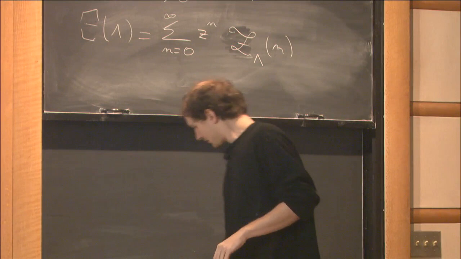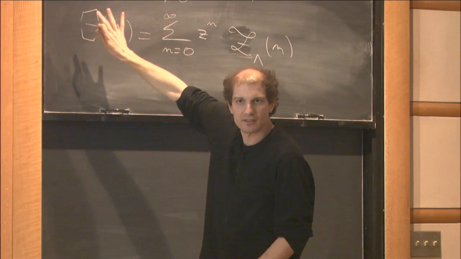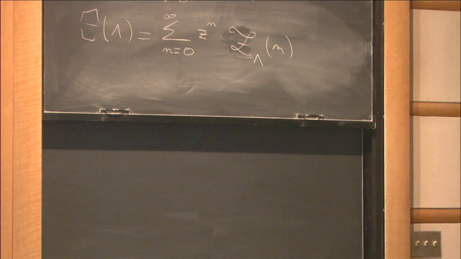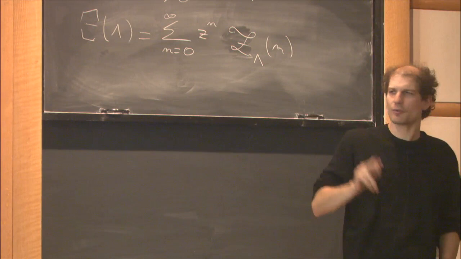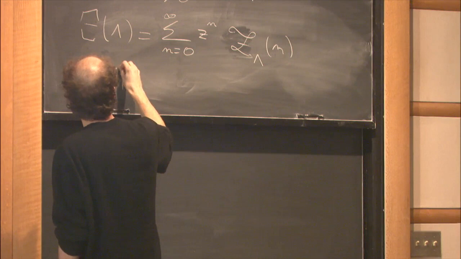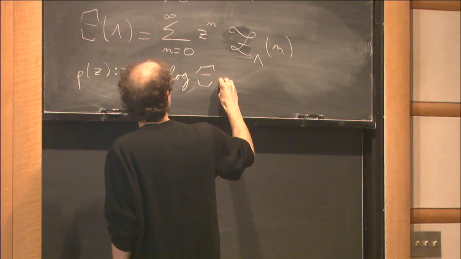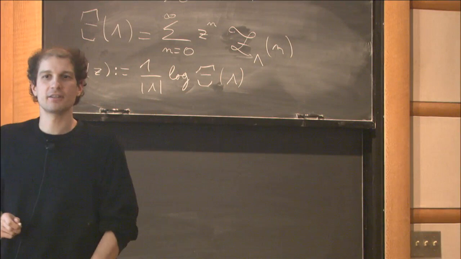If I want to compute this quantity here, this is the partition function. It's the normalization of the probability distribution. It turns out it has a number of interesting properties that are relevant to the thermodynamics of the model. So being able to compute this quantity is interesting. Or rather, being able to compute a quantity that is related to this, which is called the pressure of the model, which is defined as 1 over lambda times the logarithm of xi, has relevant thermodynamic properties.